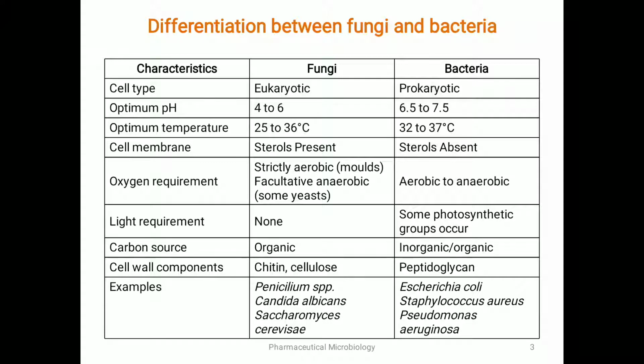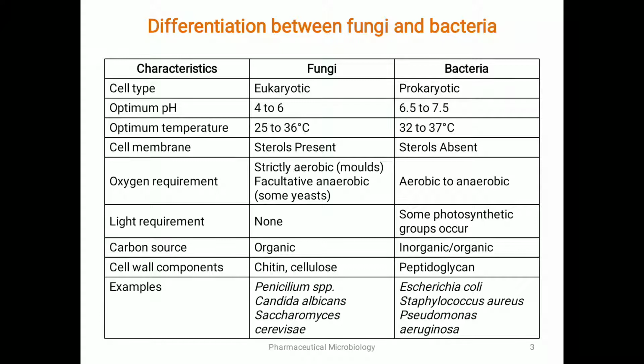So due to the presence of chitin and cellulose, the cell wall of fungi is tough or rigid as compared to the cell wall of bacteria. Examples of fungal species are Penicillium species, Candida albicans, Saccharomyces cerevisiae. Common bacterial species are Escherichia coli, Staphylococcus aureus, and Pseudomonas aeruginosa. So this is the general difference between fungi and bacteria.